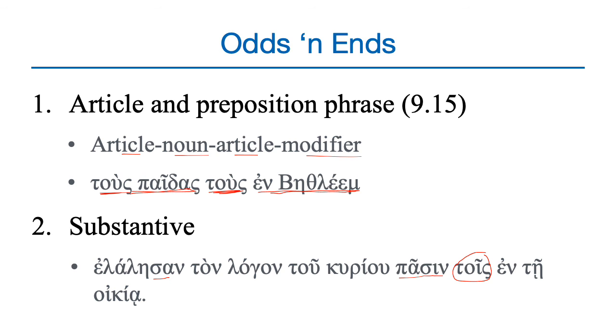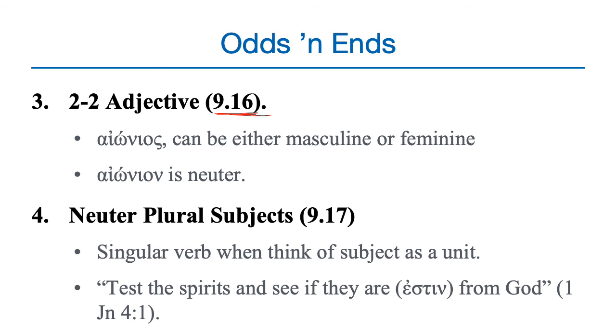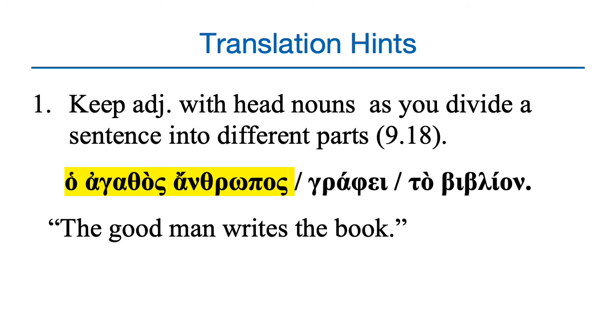Another odds and ends. You should read this in your book, section 9.6, and you should read the neuter plural subjects in section 9.7 to 9.10. That will come up again. So in translating, keep adjectives with the nouns they modify as you divide the sentence. Like here, agathos anthropos. That is the good man, he is writing the book. Divide them, keeping adjectives with the words that they are modifying.